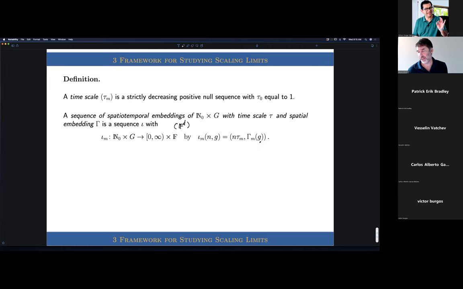So this is what the spatiotemporal embedding does to the domain of the initial stochastic process, the primitive stochastic process. So you embed the space and you embed time, and then you're going to construct a new stochastic process on this space.